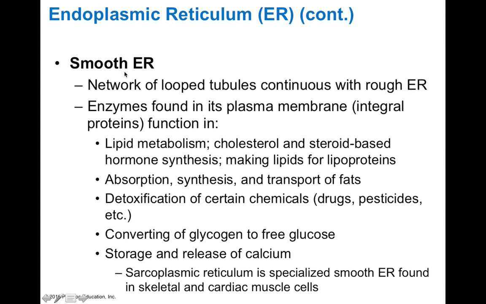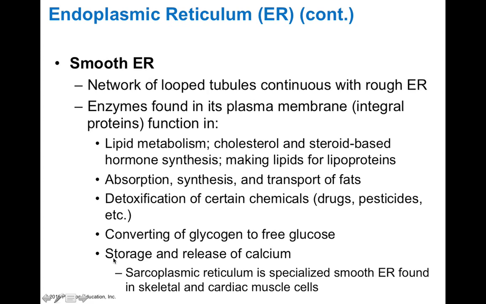What's interesting is that smooth ER correlates with drug tolerance. If someone can tolerate a drug or a certain chemical very well, then they're going to have a lot of smooth ER to help break down that chemical rapidly. Interestingly, smooth ER also plays a role in converting glycogen into free glucose. It helps to break apart glycogen granules within the cell to free glucose, which can then travel around and be used for chemical energy to make ATP.